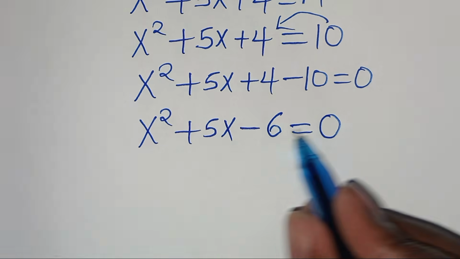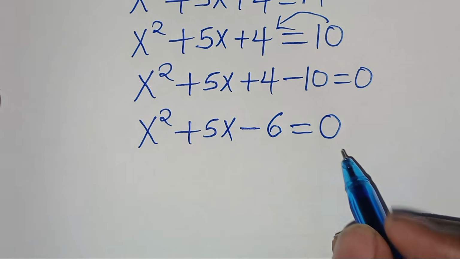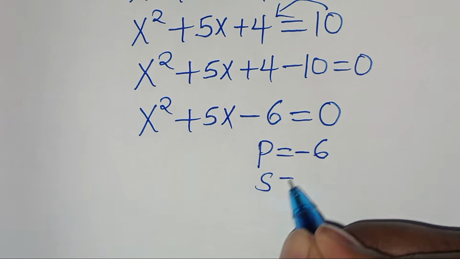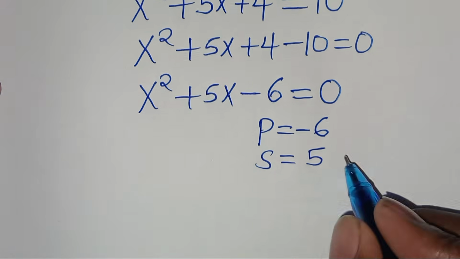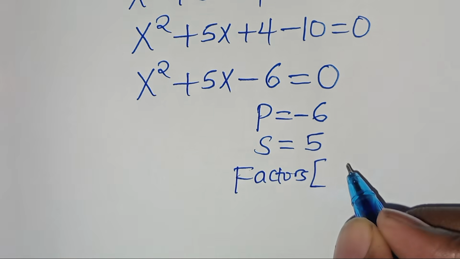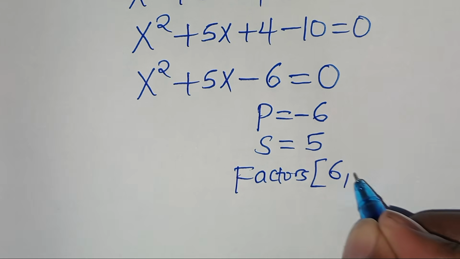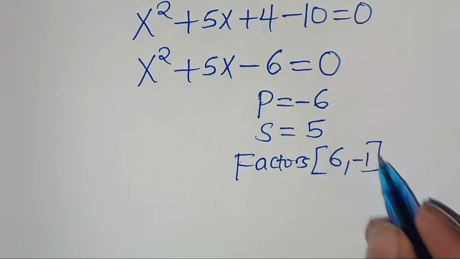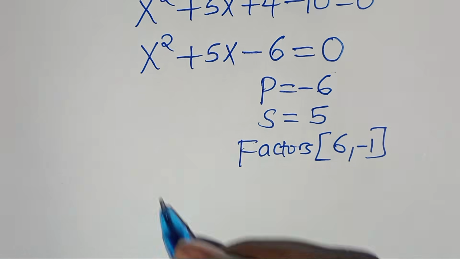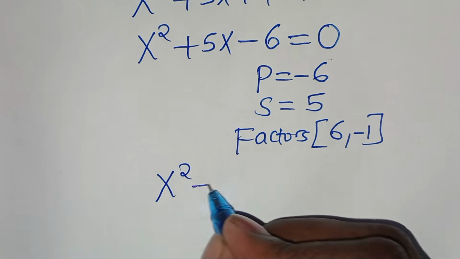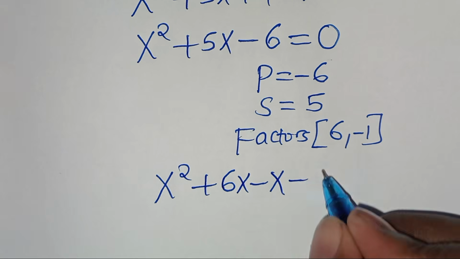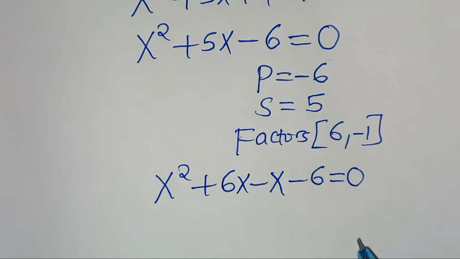So this is a quadratic equation. We can solve this by the factorization method. The product is equal to negative 6. The sum is equal to 5. So let's identify these two factors. These two factors are 6 and negative 1. 6 times negative 1 is negative 6, and 6 plus negative 1 is 5. So this is x to the power of 2 plus 6x minus x minus 6, equal to 0.